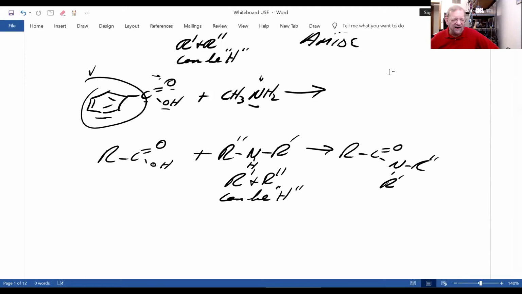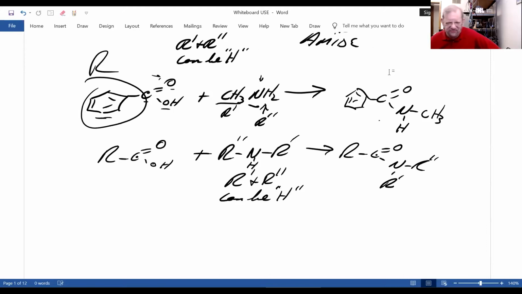And this will be R. I can call this methyl group R prime or R double prime. And one of these hydrogens is the other R double prime. So keep your eye on the carbonyl carbon, because that's where the fun is. And it has nitrogen. What's my R group? A benzene ring. One of the R primes is methyl, and the other is a hydrogen. Remember, except for a quaternary ammonium salt, nitrogen has 3 bonds to it.